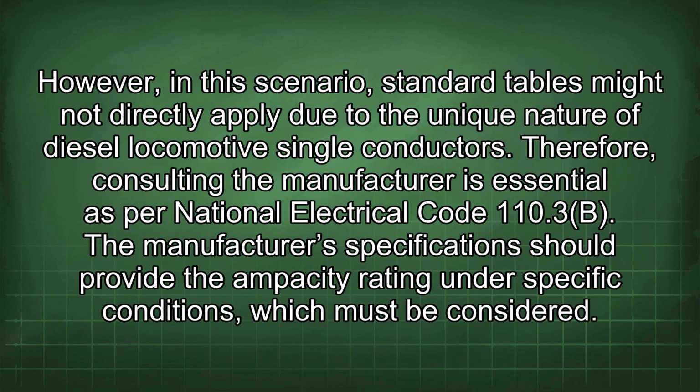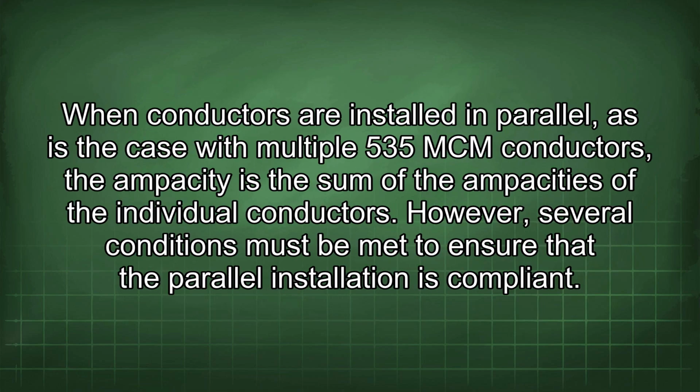However, in this scenario, standard tables might not directly apply due to the unique nature of diesel locomotive single conductors. Therefore, consulting the manufacturer is essential as per National Electrical Code 110.3(B). The manufacturer's specifications should provide the ampacity rating under specific conditions, which must be considered. When conductors are installed in parallel, as is the case with multiple 535 kcmil conductors, the ampacity is the sum of the ampacities of the individual conductors.